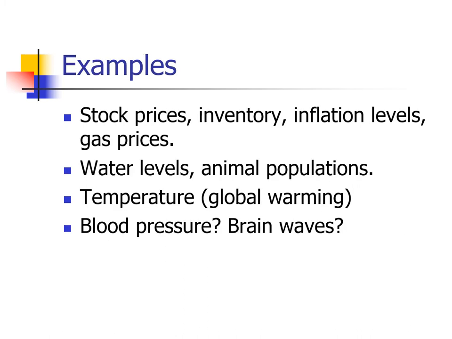Lots of examples, right? So stock prices over time would be an example of time series. Inventory of a particular product over time would be an example of time series. Economic indicators like inflation levels over time could be modeled through time series. Gas prices, so the price of different commodities. It's also used fairly regularly in forestry type examples, ecology type examples. So if you wanted to measure water levels over time, that would also be time series. Or populations of a particular type of animal, maybe adorable koala bears, for example. That could be modeled through time series.